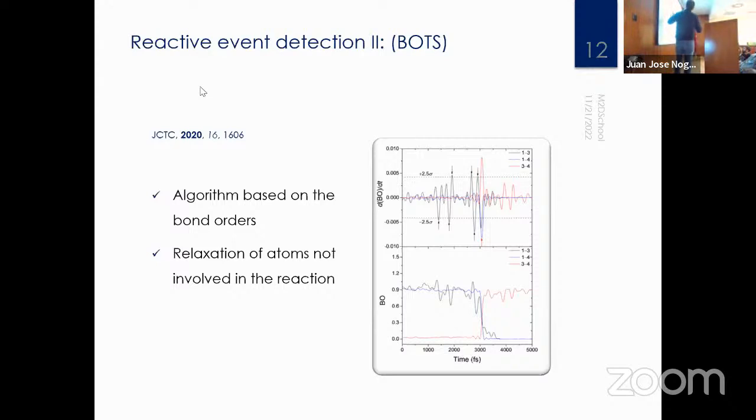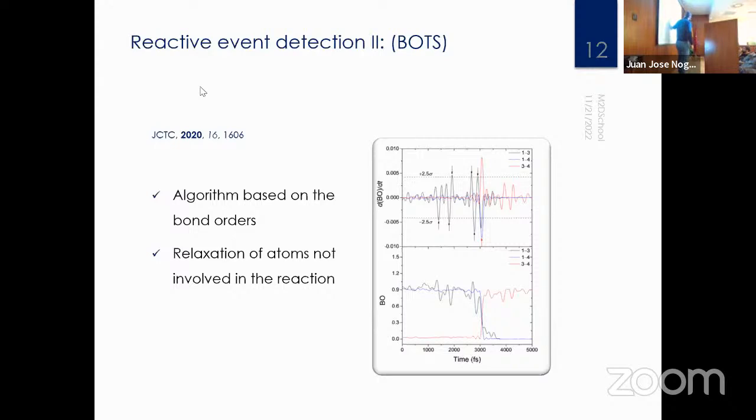Here there is no discussion. We just look at the bond orders. So here, look, we plot bond orders versus time. This plot here. And then we can also follow the derivative of the bond order. This is very useful because in this example, the reaction takes place at 3.1 picoseconds.